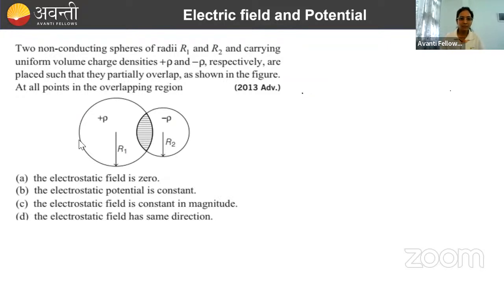They are placed in such a way that they overlap partially, as shown in the diagram. At all points in the overlapping region, what will be the status of all these four statements?